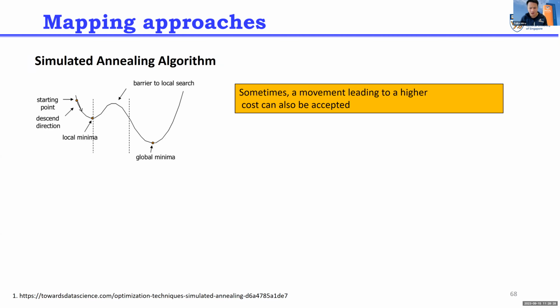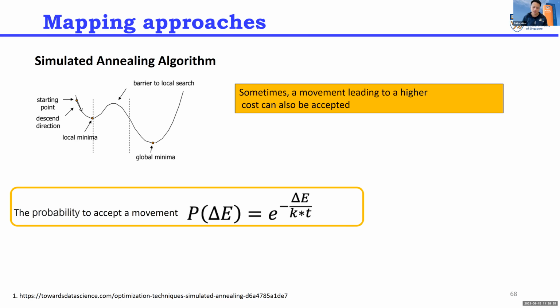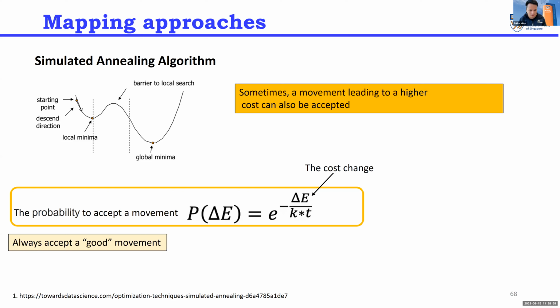So it means sometimes a movement leading to a higher cost can also be accepted. The chance to accept it is defined by a probability function. It's relevant to delta E. Delta E means the cost change. So if, for example, we have less congestion, the cost will be less, right? So it will be a positive value. T is the temperature, and K is a parameter you customize. If the P value is bigger than 1, we accept it. If it's less than 1, it means the probability that we accept it.